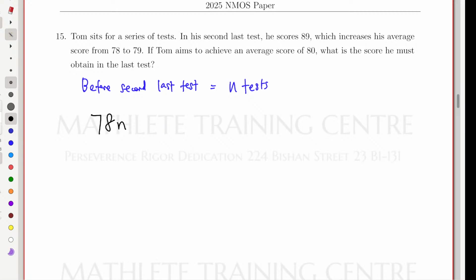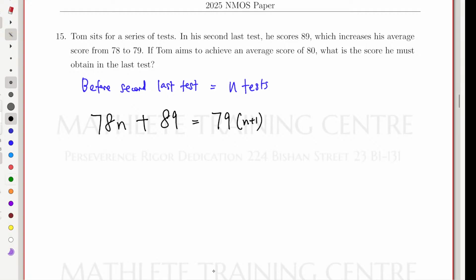Now what happens is that when he scores the 89, the average increases from 78 to 79. So this number plus the 89 increases the average to 79 now. And there are now n plus 1 tests. Right? There are n plus 1 tests, and then the average is 79.